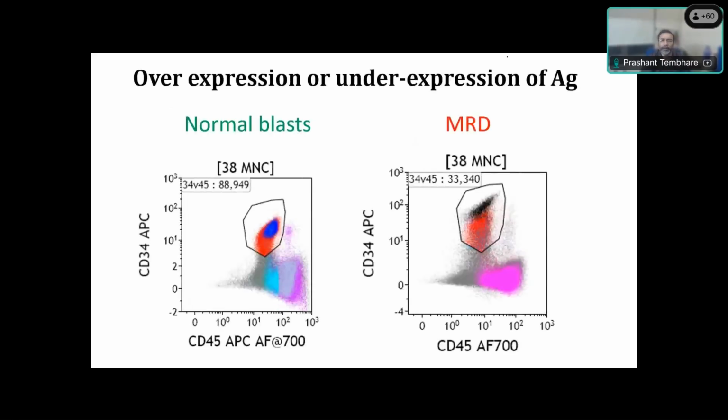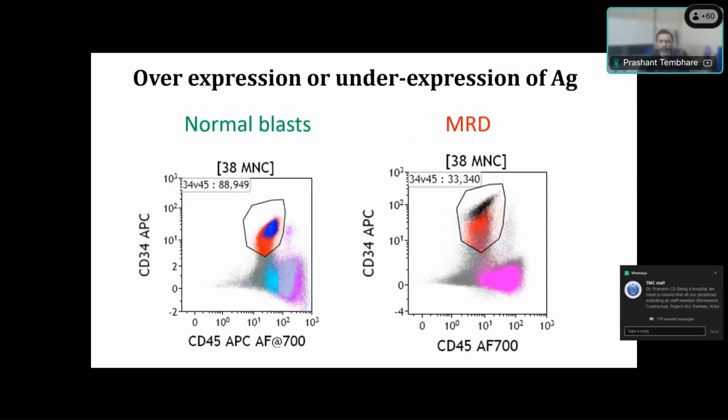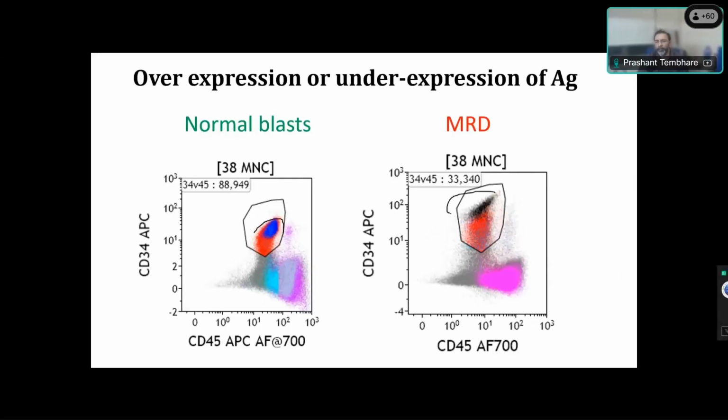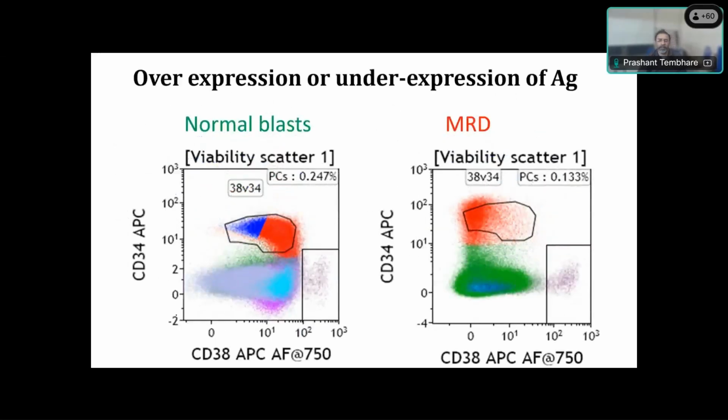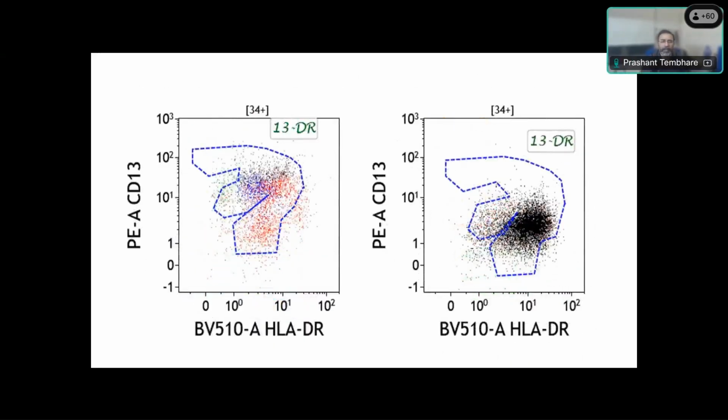Just to show you some examples of abnormality, you can see the over expression of CD34. These are normal levels of CD34, but look at the abnormal population of CD34. So over expression of CD34 is considered abnormal. Same way, abnormal over expression of CD117 can be used as an MRD detection aberrancy. Another way is to look at under expression. Normally CD38 should be positive like this, but here you can see the CD38 is lost, which is an aberrancy. You can call it an aberrancy and abnormal.